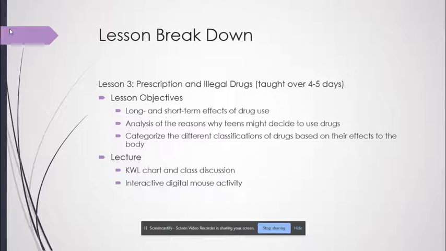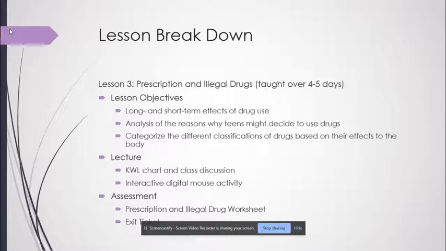Lesson 3 is taught over 4 to 5 days, and it's about prescription and illegal drugs. The students learn all the different types of drugs according to their classification. By the end of these days, the students should be able to identify the different types and put them into the appropriate classification.